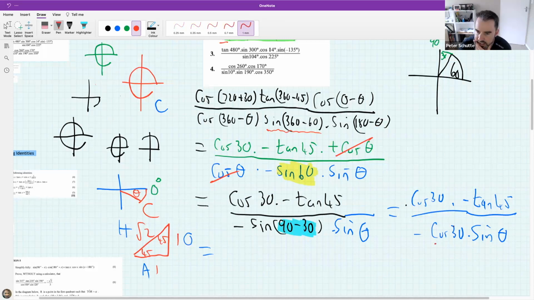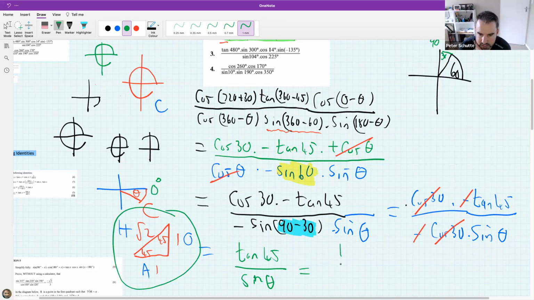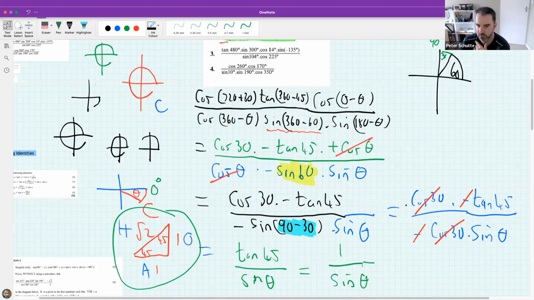So I cancel out the cos 30, I cancel out the minus, and now I am left with the tan of 45 over the sine of theta. And that's what I left out. Now, if you look at the special triangle, I'm going to get 1 for tan of 45, and then all that's going to be left is 1 over the sine of theta. Okay.